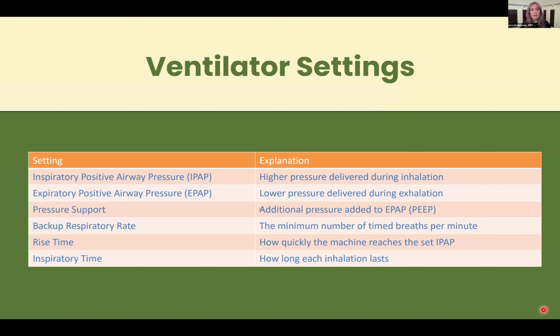Our backup respiratory rate, if you have patients who do fall off during the night, whether it be from a congenital issue like congenital central hypoventilation syndrome, neuromuscular patients that get tired, having that backup rate assures that we're going to at least get some airflow moving. Rise time is how quickly the machine is going to get to the IPAP pressure. And then inspiratory time is how long each inhalation lasts.